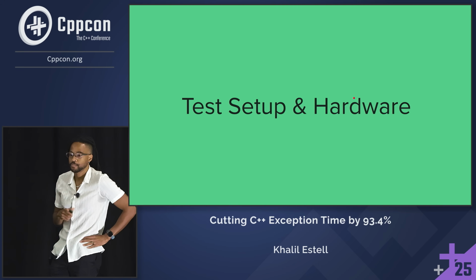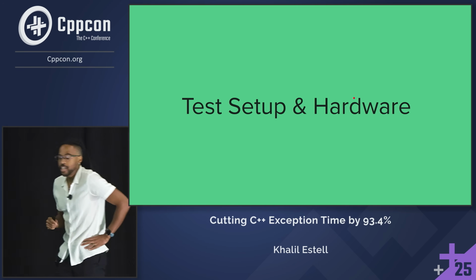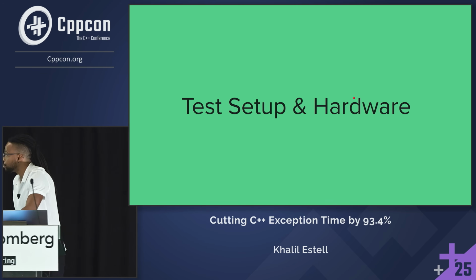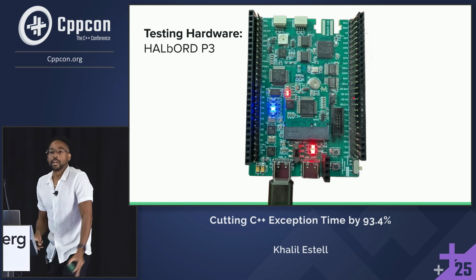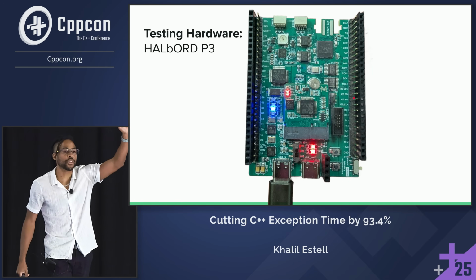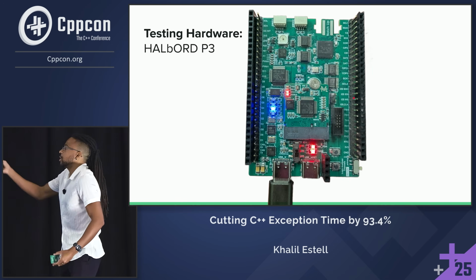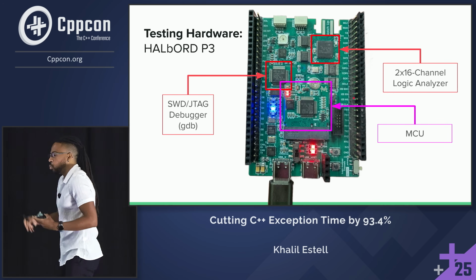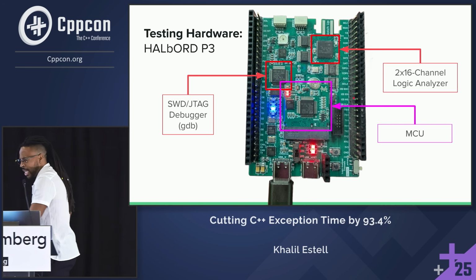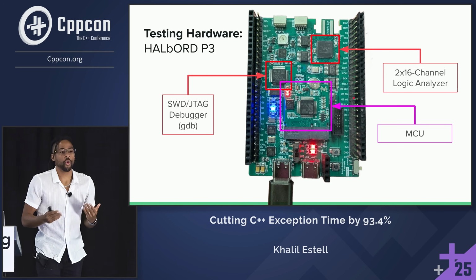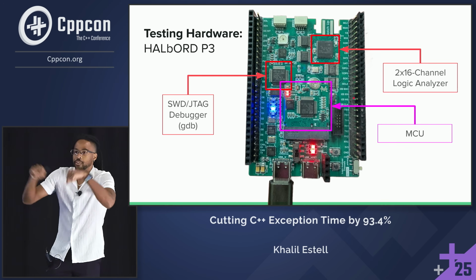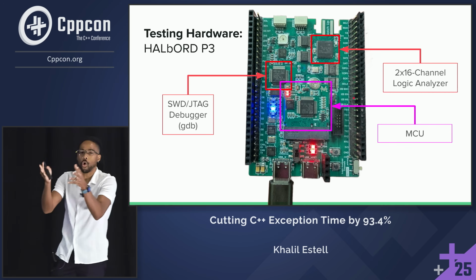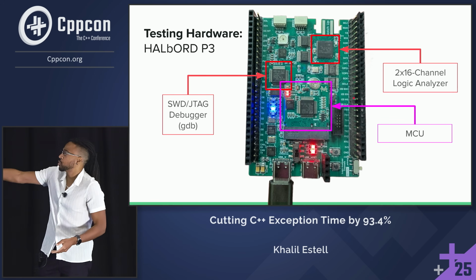So let's talk about how I went about measuring performance and how I went about doing my benchmark design. First, let's get into the test setup and hardware. For the test setup, I use this little device here. It's called the Halboard P3. My fiance invented it. Basically, it is a device that includes a debugger and a logic analyzer, all in one complete package. My fiance was really annoyed with having to rewire all these different components together all the time. She wanted it all in one solution. So I use this for all my benchmarking.